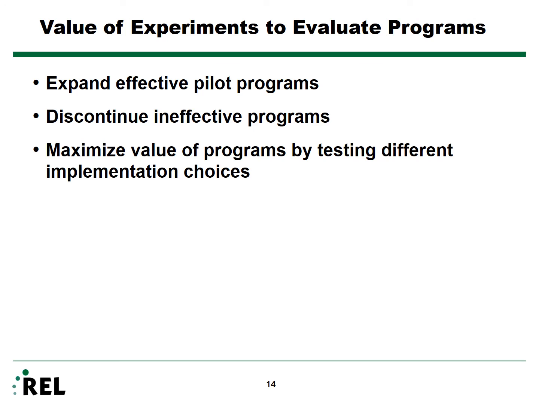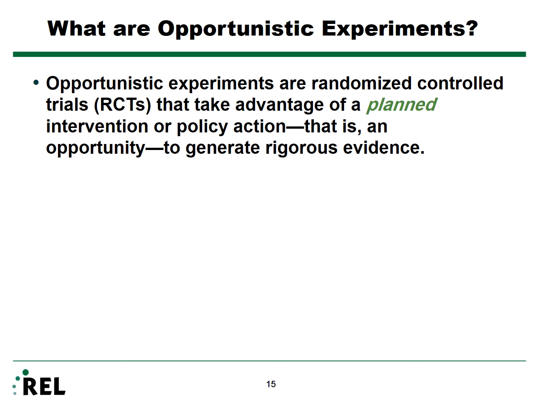Experiments can have large benefits for districts by giving decision makers the information they need to make good choices. Once we have good information about what works and what doesn't, we can use this information to expand effective programs and to end ineffective ones. Districts can also maximize the value of the programs they run by testing different choices or options for how those programs are implemented and moving forward with the most effective options.